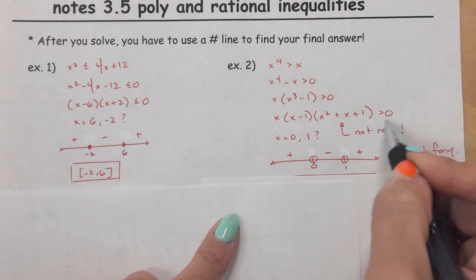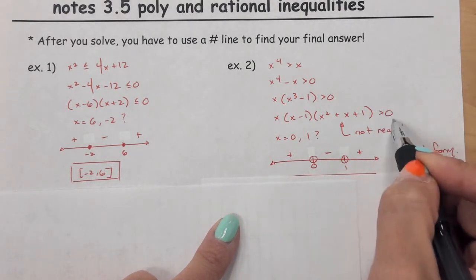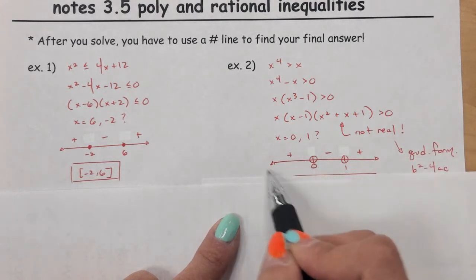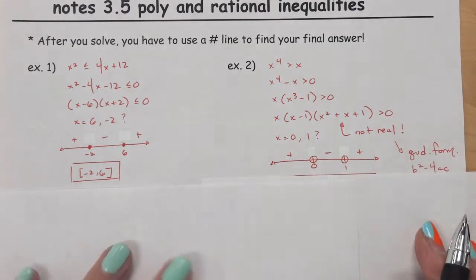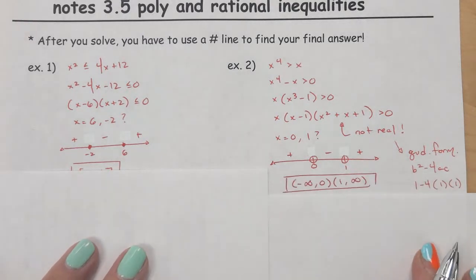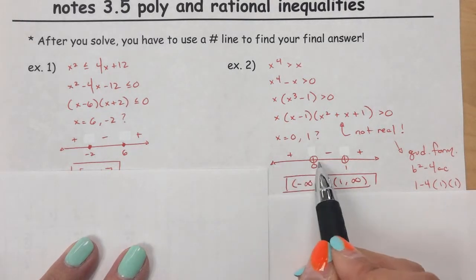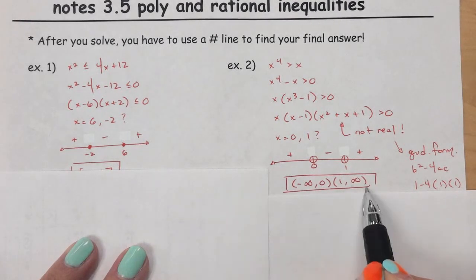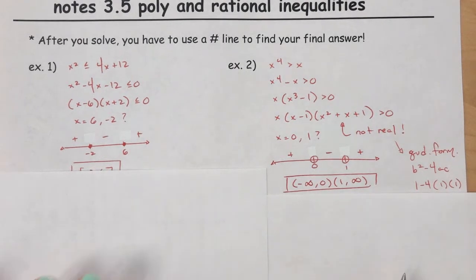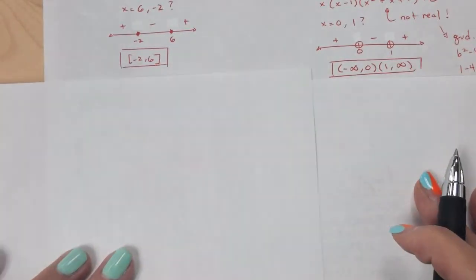And then you're looking for positive answers greater than 0. So this portion and this portion. Be careful of your brackets and parentheses and all that stuff. So from here all the way to 0, and then from 1 all the way to infinity. Okay, so let's try something similar but different.